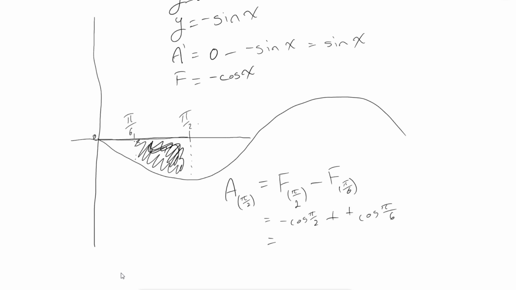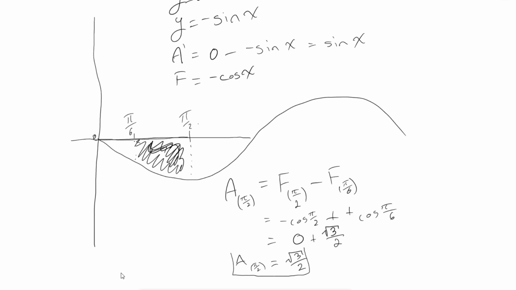Cosine of pi over 2 is 0, because that is where the cosine function crosses the x-axis, so that's just plain old 0. And the cosine of pi over 6, if I cheat and look at the book because I don't remember my ratios anymore, is root 3 over 2. So the area between pi over 2 and pi over 6 is simply root 3 over 2. That's our answer.